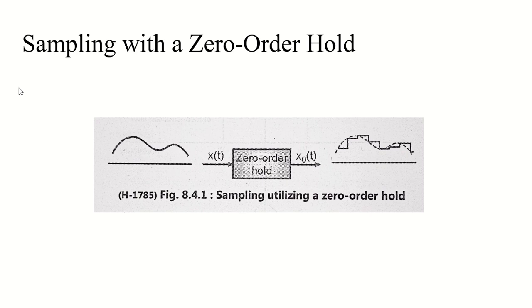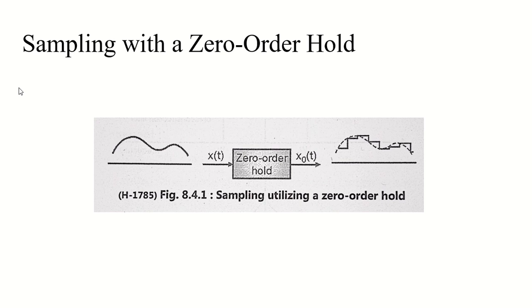So we are going to discuss sampling with zero order hold. Then later on we will discuss the first order hold as well. Earlier we studied the sampling theorem, and if you remember, it explains in terms of an impulse train of the samples, right? And it proves that a band limited signal is uniquely represented by a number of different samples.